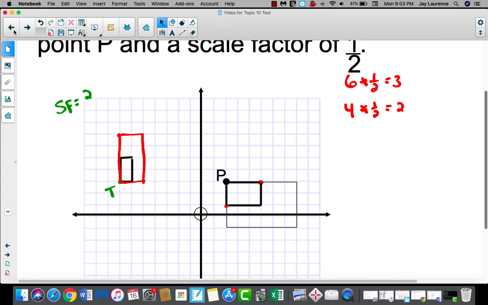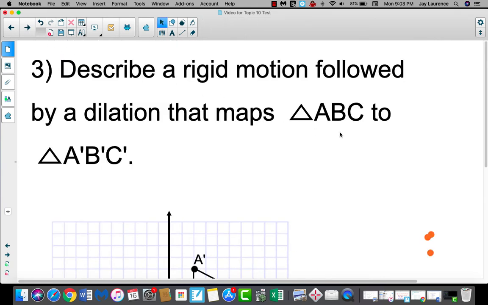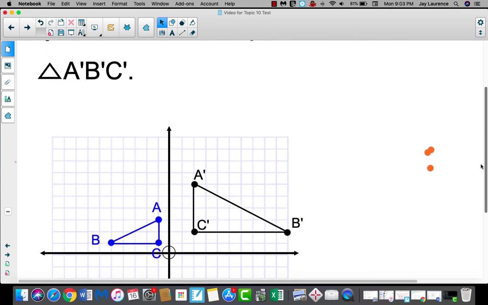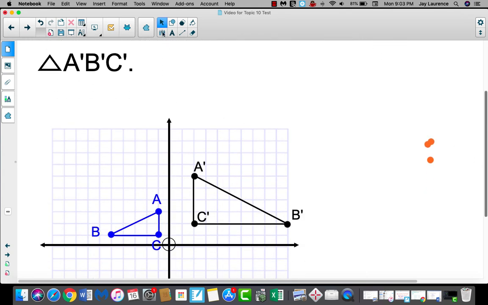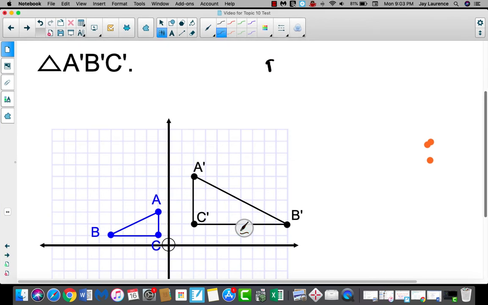Okay, moving right along. All right, so now I have to describe a rigid motion followed by a dilation that maps triangle ABC to triangle A prime, B prime, C prime. Okay, now here's where I make my little notes. Okay, first of all, I notice that a reflection has taken place. How do I know? That the triangles are pointing 2 different ways. See that? B is pointing to the left, B prime is pointing to the right. There's definitely been a reflection.